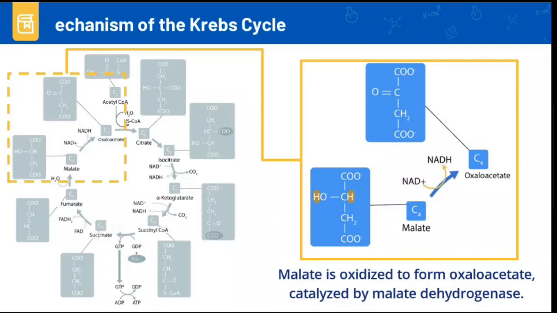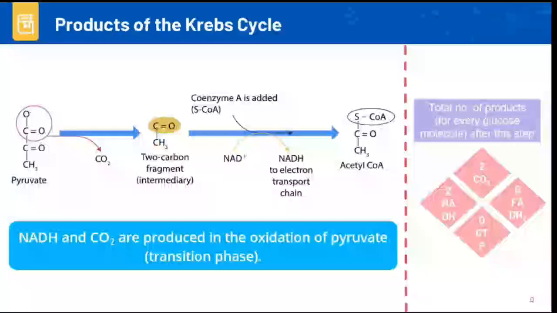So when oxaloacetate reacts with your acetyl coenzyme A, another round of Krebs cycle takes place. Thus, one cycle always regenerates oxaloacetate. Now, what are the products that are produced during your Krebs cycle?